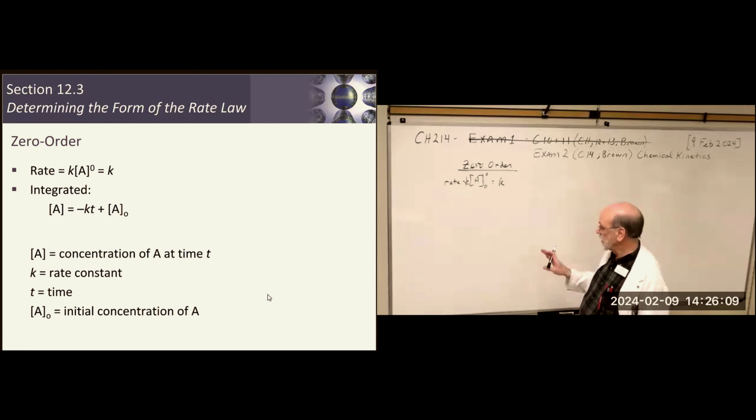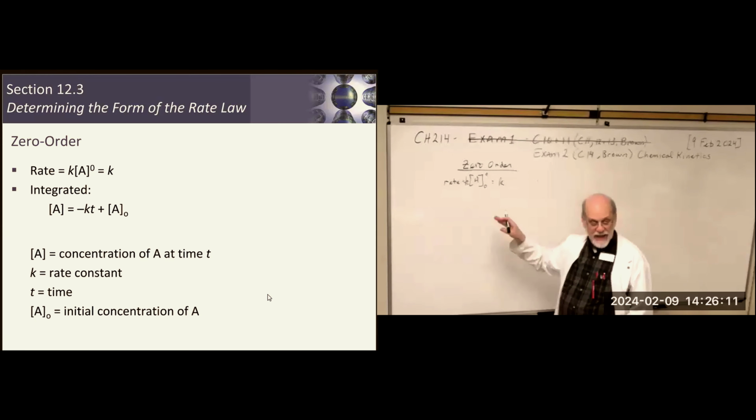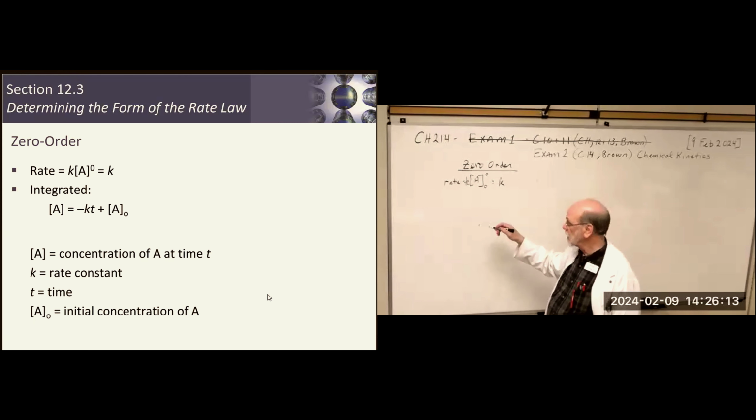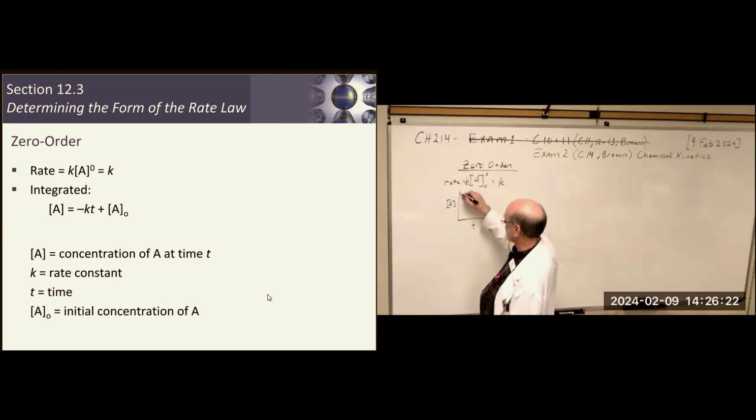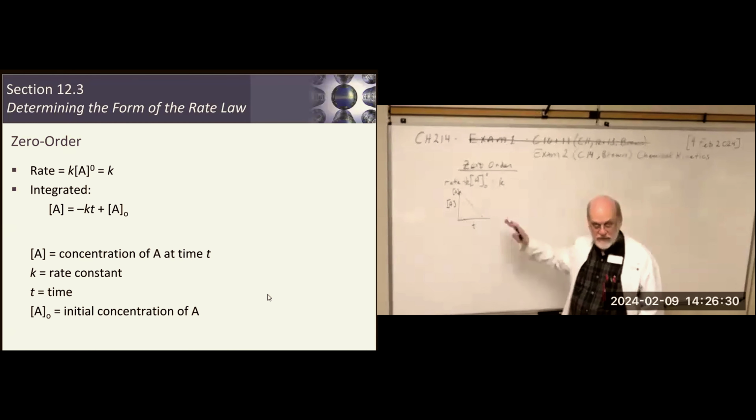So that means that if A is the reactant and it disappears over time, what you'll see plotted is time versus the concentration of A, and this is the beginning concentration, A 0, then it'll be a straight line decline. That's a zero order.